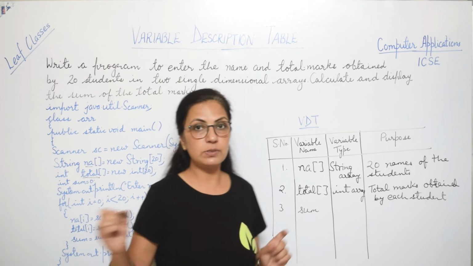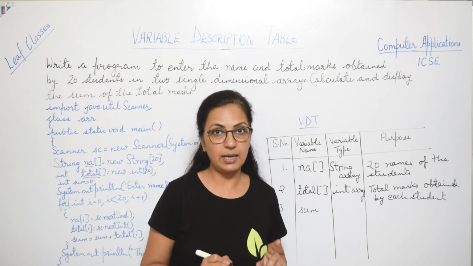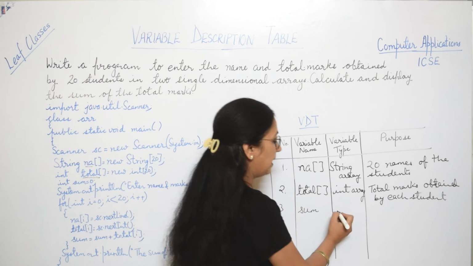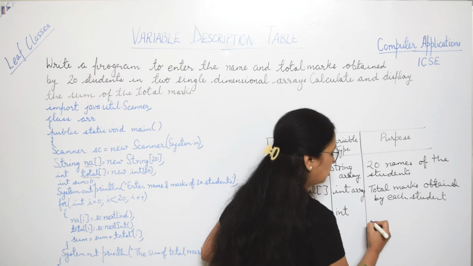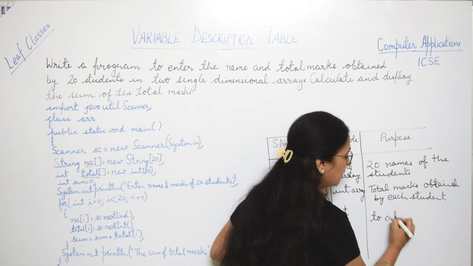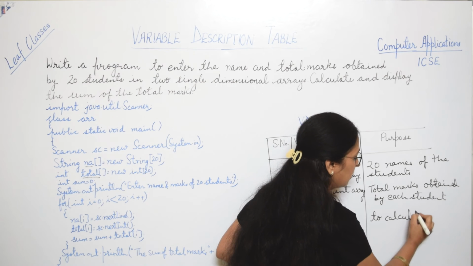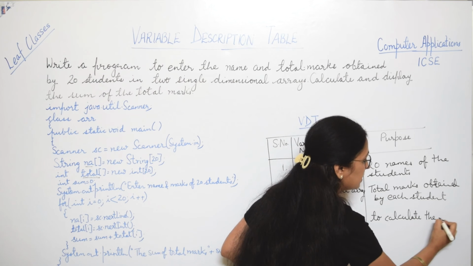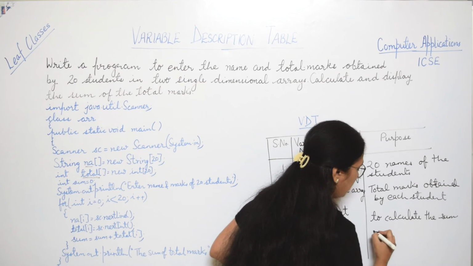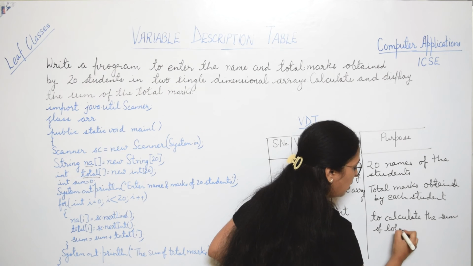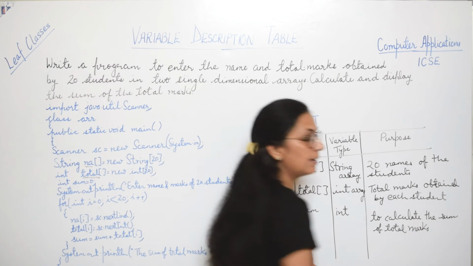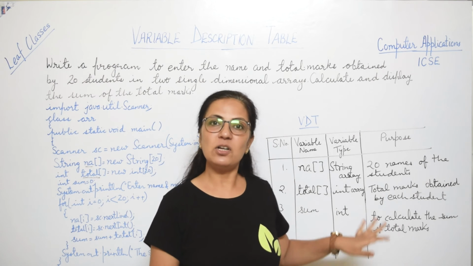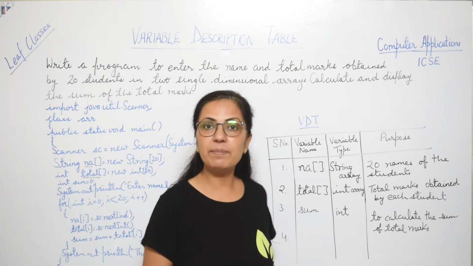Then we have third is sum. Sum, now if you see, sum is not an array, right? So it is a normal int variable that you will be writing, and to calculate the sum of total marks, like that. Children, for the logic of the program, these three variables are here.